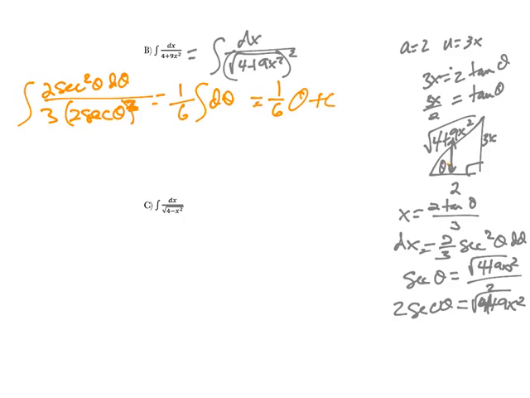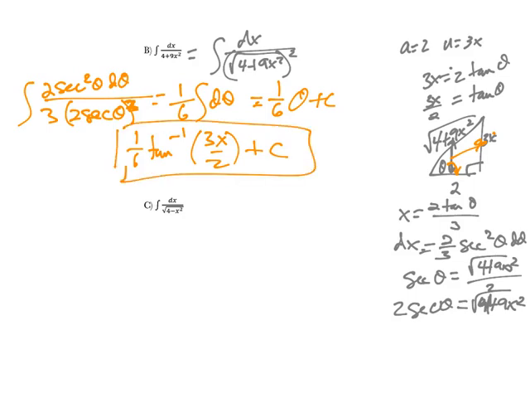And the easiest theta is opposite over adjacent, which is tangent. So it's 1/6 inverse tangent of 3x over 2 plus c. So we see why we have out front what we do when we use that formula.